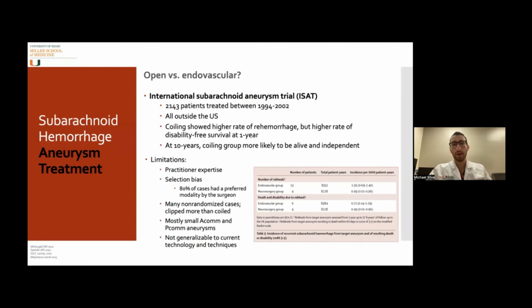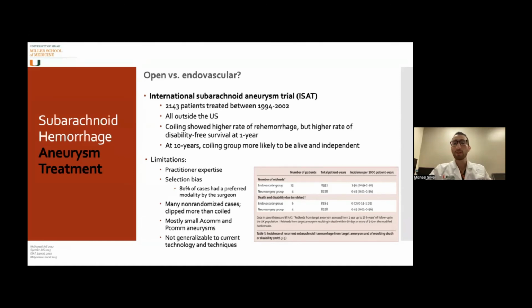It was all outside the US, so hard to say how generalizable it is to here. Selection bias was also a problem. About 80% of the cases, actually, the surgeon had a preferred modality to use. So was there really clinical equipoise for these patients? In looking at the cases that were excluded from the trial and not randomized, they were clipped more than coiled. So what does that say about the cases that were selected and included?